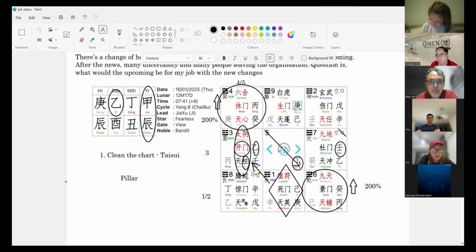If you see here, there will be some challenge over here. But that will be another story already. So the question asked is, when is it going to be more or less stable? So it's April and May. Somewhere there. Okay.